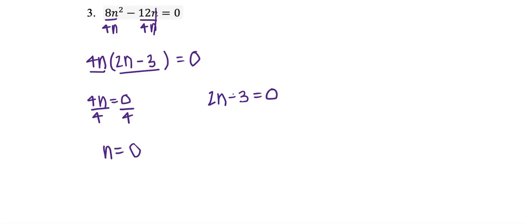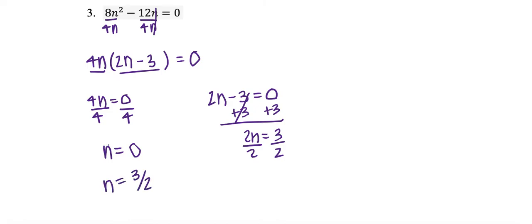Here I have a couple more steps. My first step here is I need to add the 3 to the other side. And then to get rid of that 2, I need to divide by 2. And so I get n is equal to 3/2. So these are going to be my two answers.